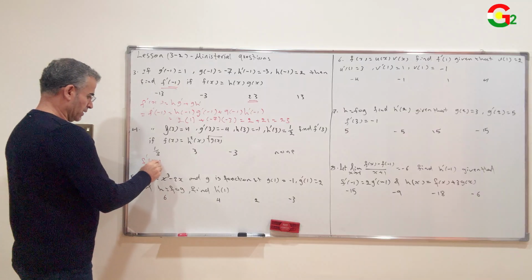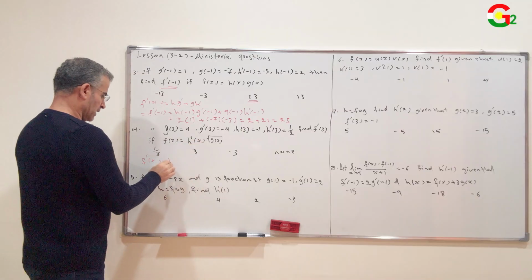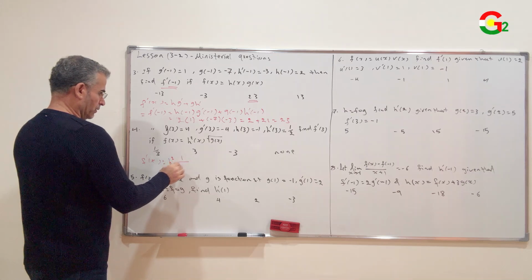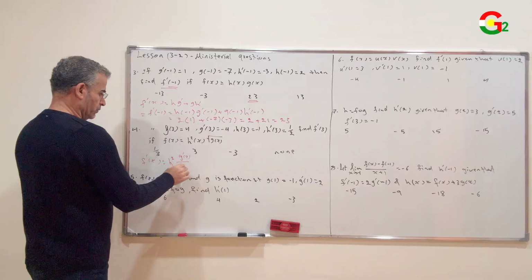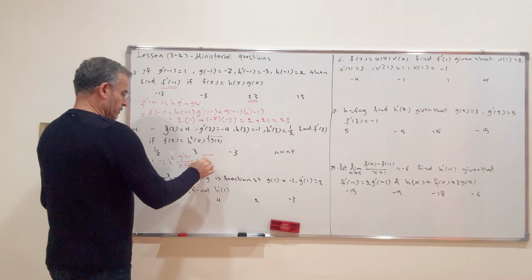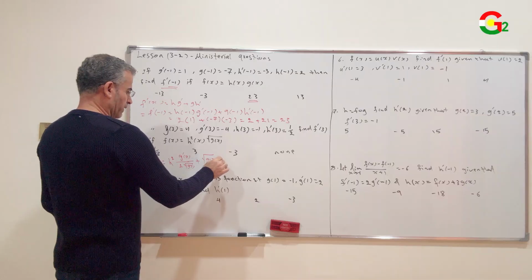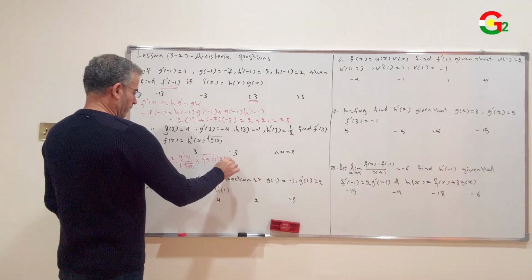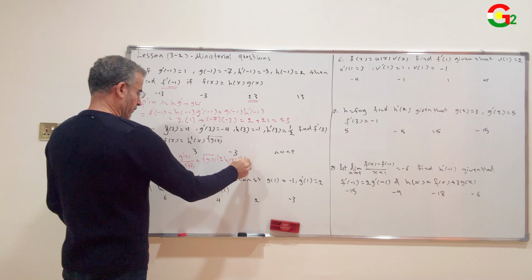F prime of x equals the first function times the derivative of the second function, h squared times g prime of x over 2 square root g of x, plus the square root of g of x times the derivative of the first function, 2h of x times h prime of x.